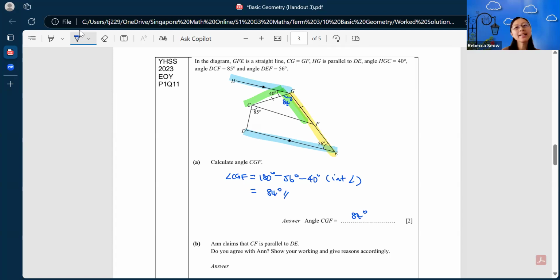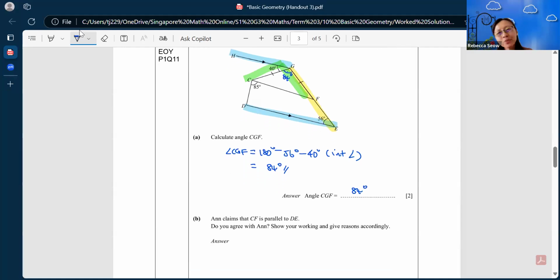Moving on, N now claims that CF is parallel to DE. Do you agree with N? All right, you can see the slant in this handout is that there are questions asking you to prove some things. And when we prove, we can't just prove out of nothingness. We have to prove out of certain facts and properties that we have found. So let's see whether CF is parallel to DE.